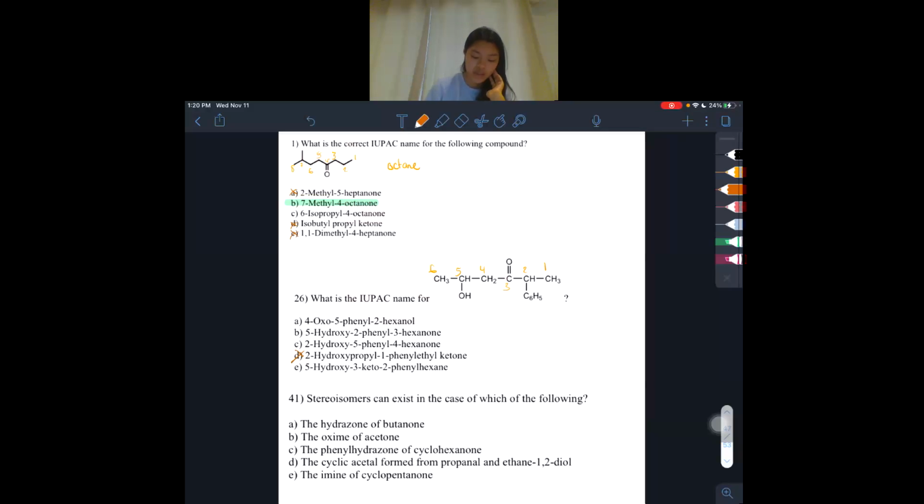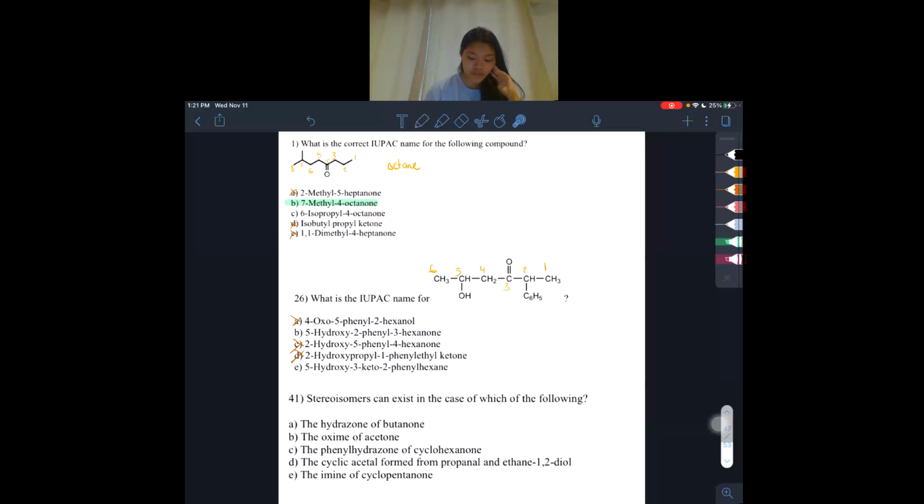So now we can kind of go through them. So we know that our phenyl is actually going to have priority over our ketone and then our alcohol. So we want this guy here, our phenyl, to have the lowest number. So phenyl on the 2 will give it its lowest number. So now we need to see which ones will give us 2 phenyl. So A does not, it gives us a 5 phenyl. C doesn't because it gives us a 5 phenyl as well. So now we're stuck between B and E.